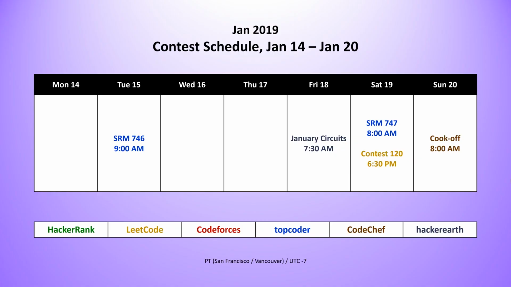Taking a look at the contests happening next week, we have 5 of them, 2 of them being from Topcoder. On Tuesday, we have SRM 746, and on Saturday, we have SRM 747. On Friday, we have from Hacker Earth the start of the January Circuits contest. On Saturday, we have from LeetCode the weekly LeetCode contest number 120. And on Sunday, finishing off the week, we have from Code Chef the January Cook-Off contest.